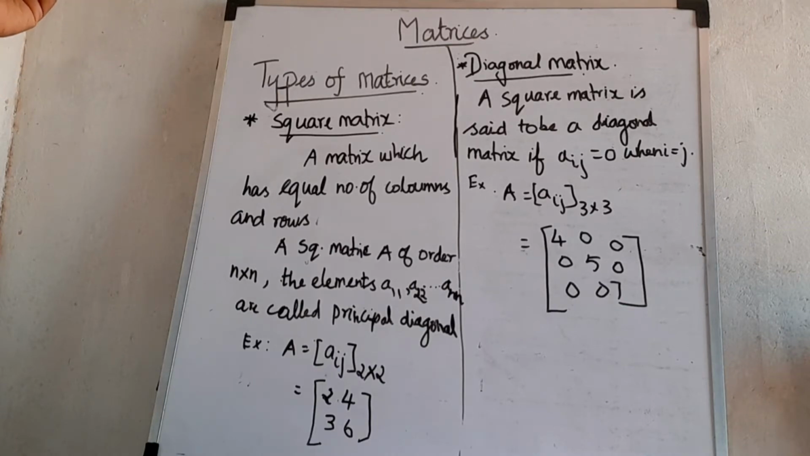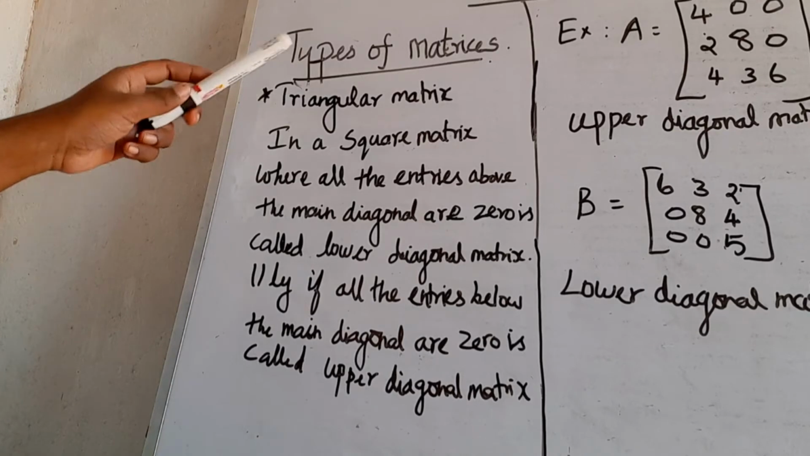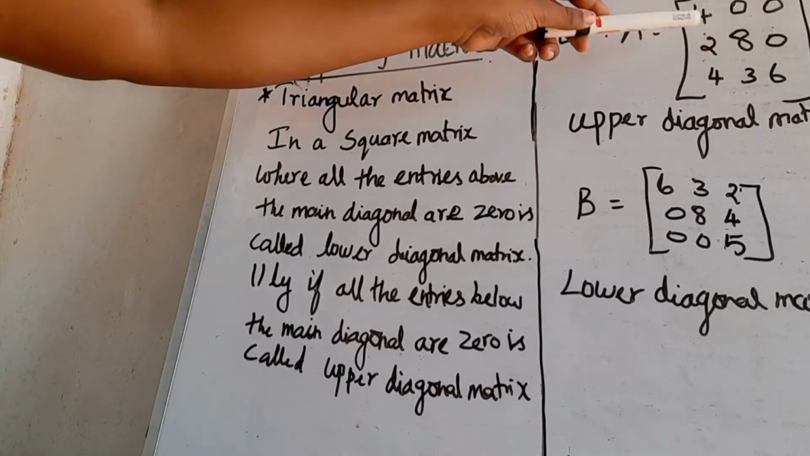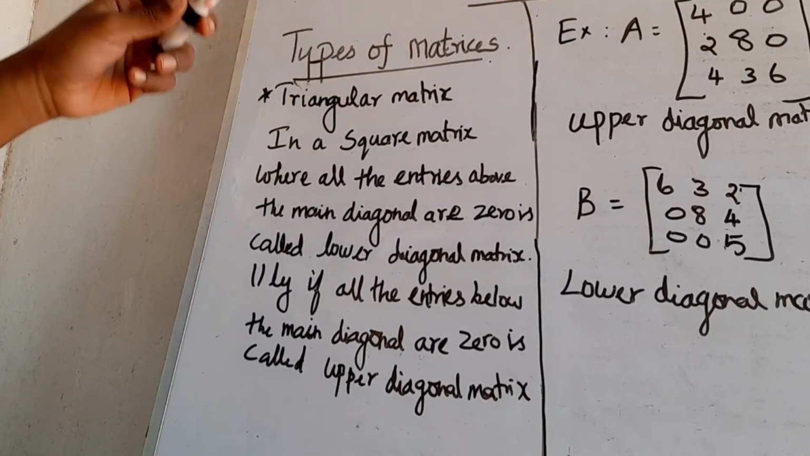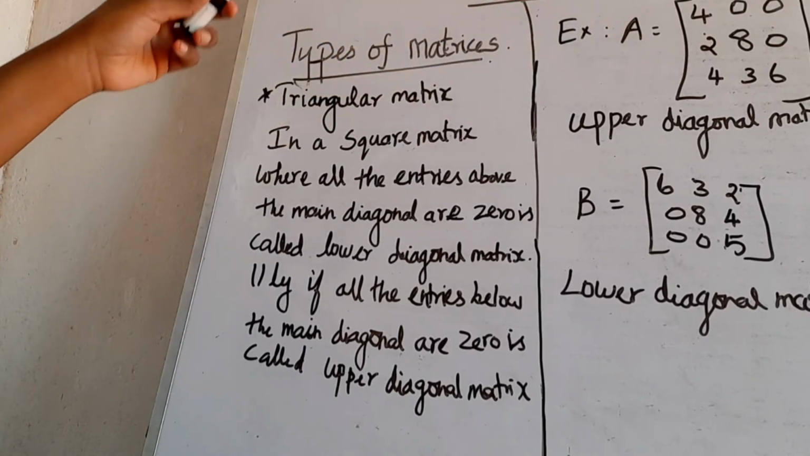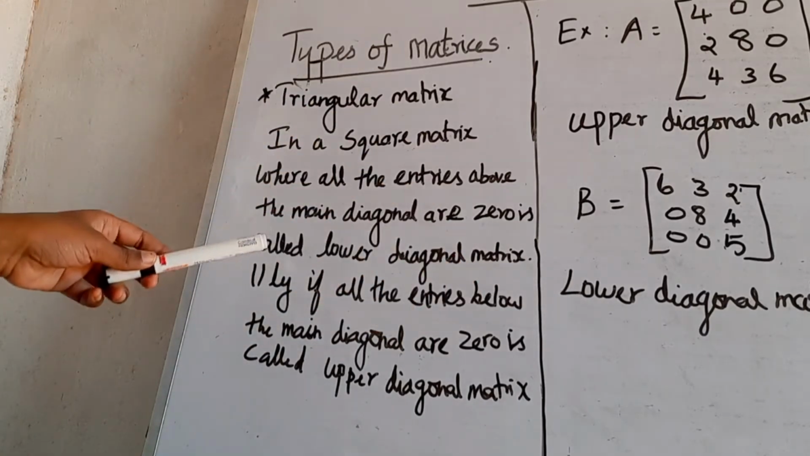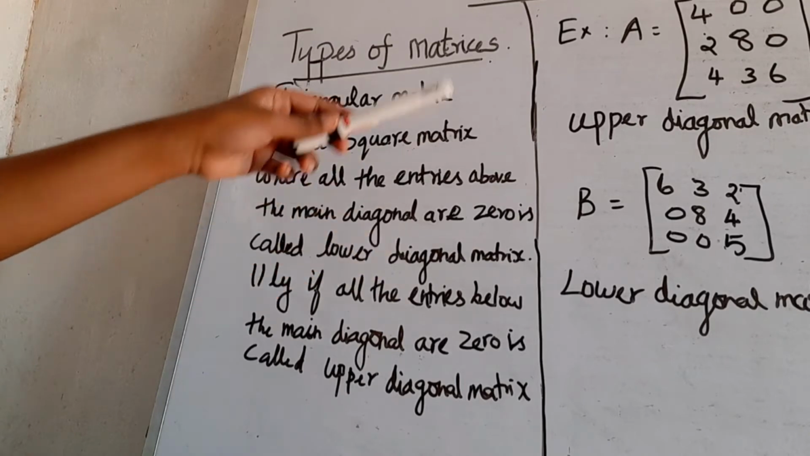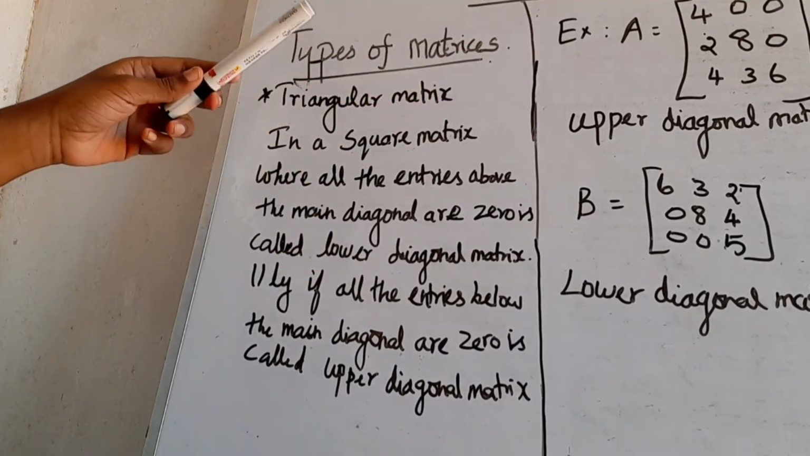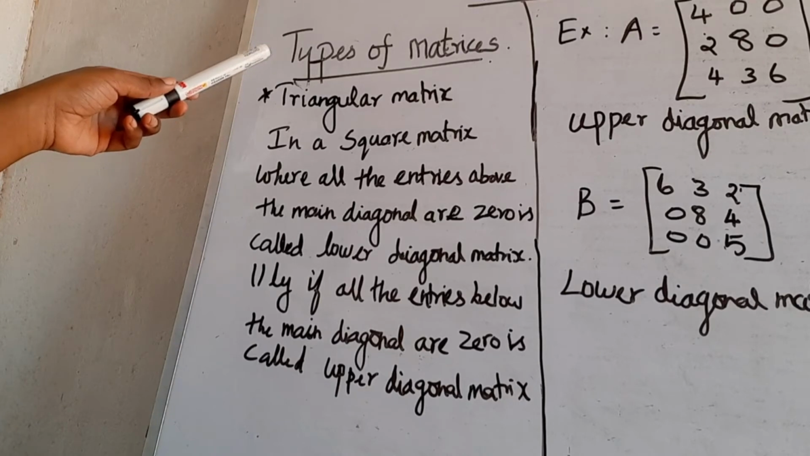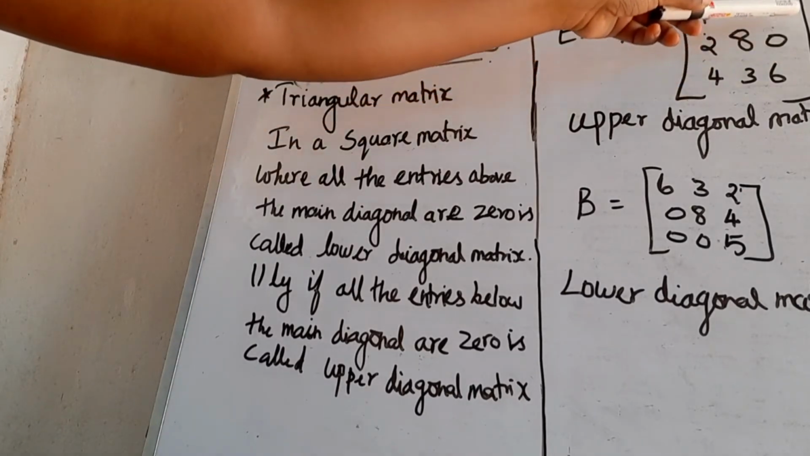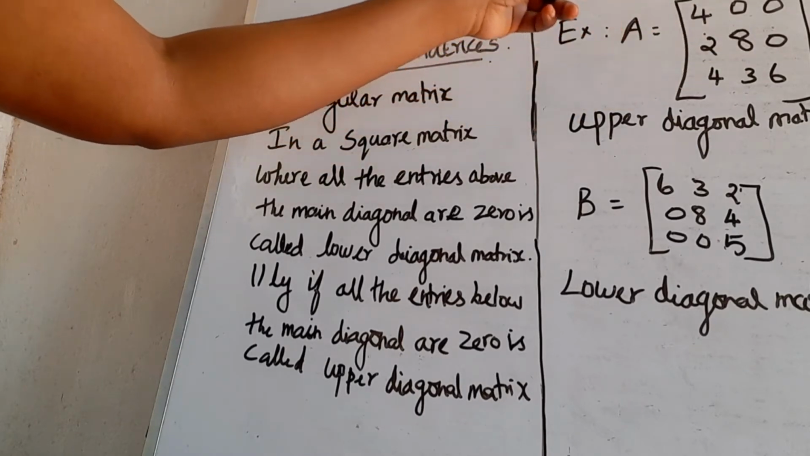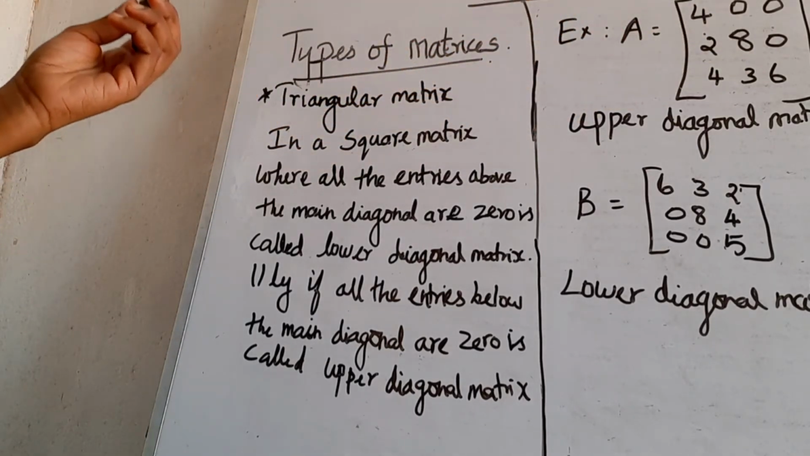Then the next one, the triangular matrix. In a triangular matrix where all the entries below the main diagonal are 0, that is called the upper triangular matrix. Similarly, if all the entries above the main diagonal are 0, it is called the lower triangular matrix. Why we call this a triangular matrix is that when you take this position, it will form a triangle. So we are saying that as a triangular matrix.